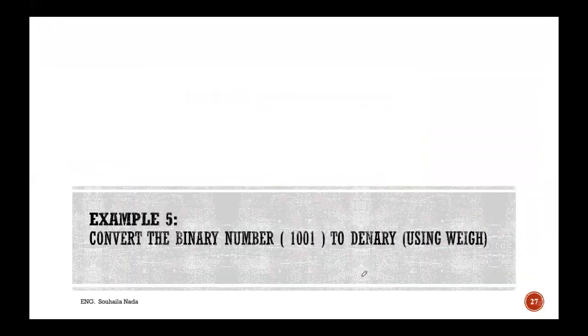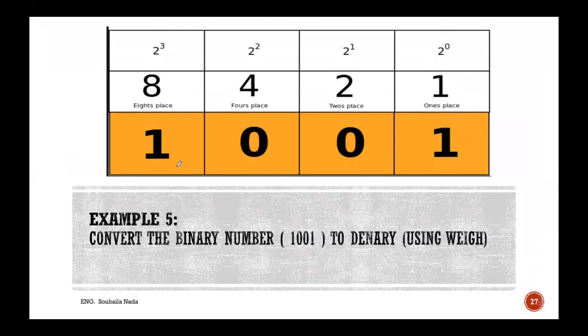Let us see an example. Here, 1001. Here is the value, and here is the weight. Then 1 multiplied by 1, 1. Here is 0, cancelled. 0, cancelled. 8 times 1, 8. Let us add them up. 1 plus 8 equals 9.